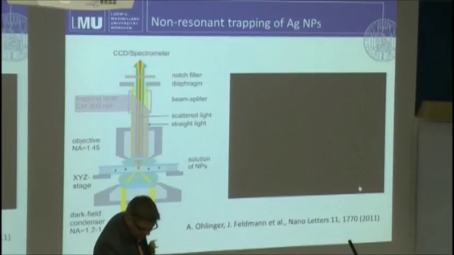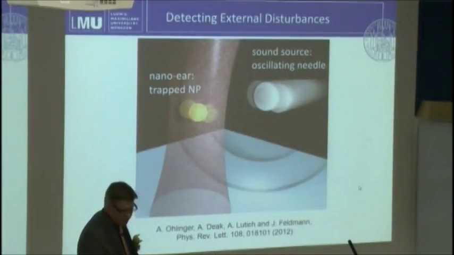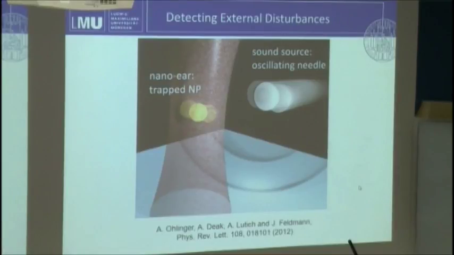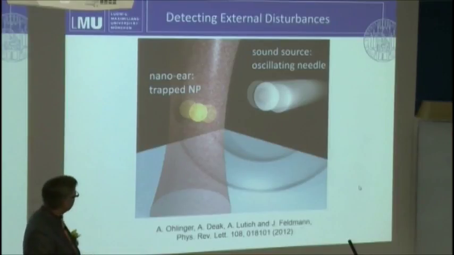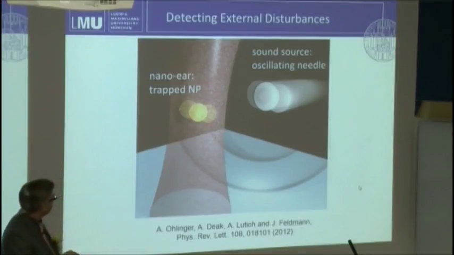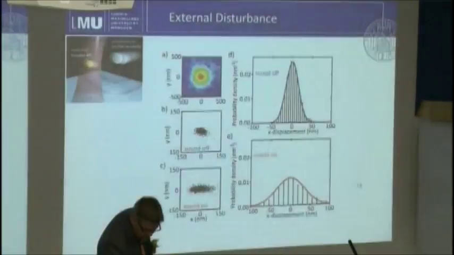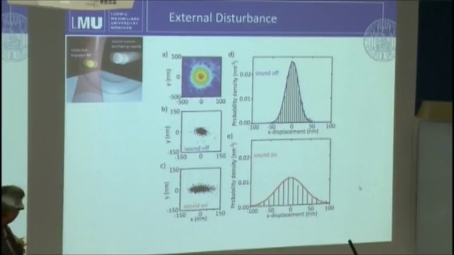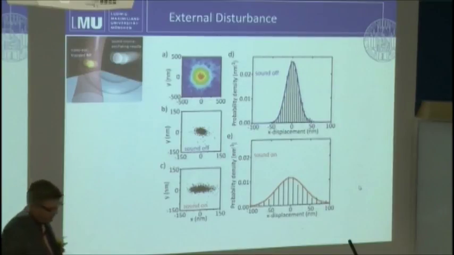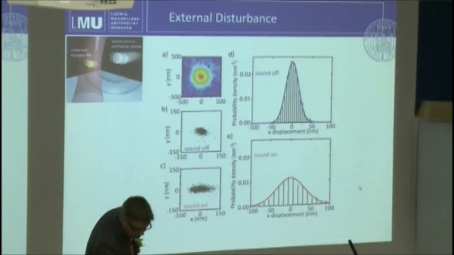This was actually also already done by other groups. What was interesting to us was this Brownian motion in that trap, and whether we could use that for detecting external disturbances, like fluidic motion or acoustic signals. And that's what we published quite recently, that indeed if one looks at that motion here, one can measure whether there is an external disturbance coming or not. And that's what we called the nano ear. For example, if one has an oscillating tip, one can see that the Brownian motion changes a lot when next to this trap there is this oscillating needle.